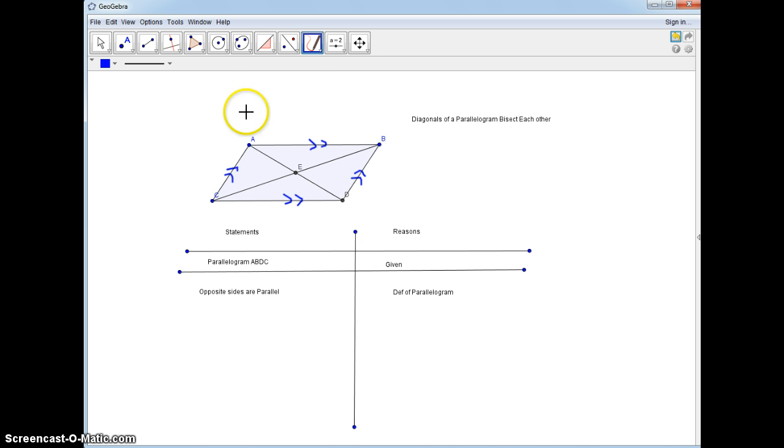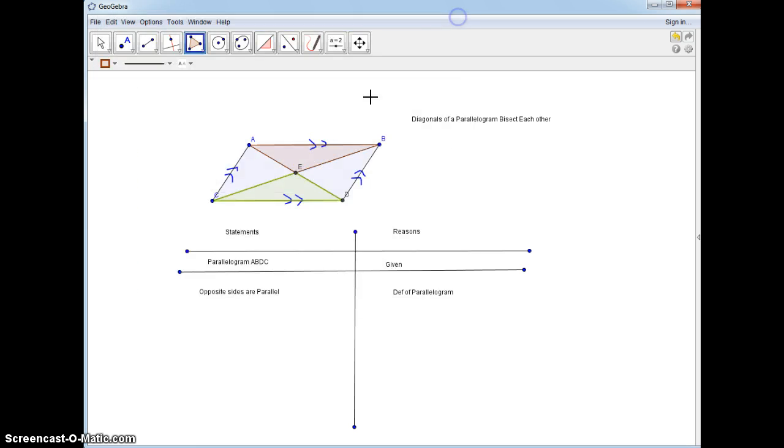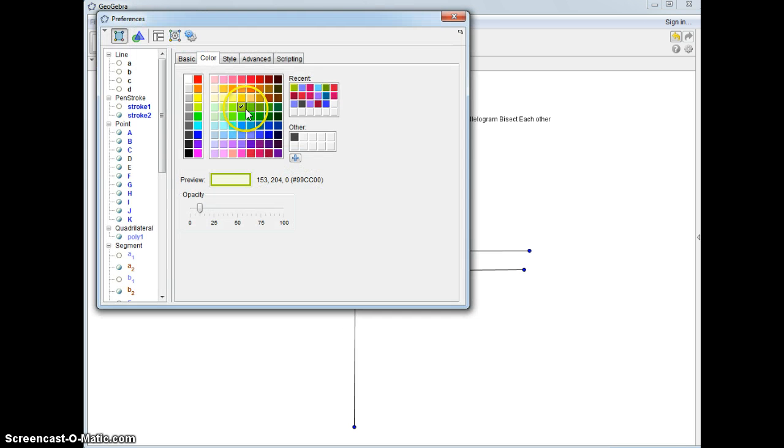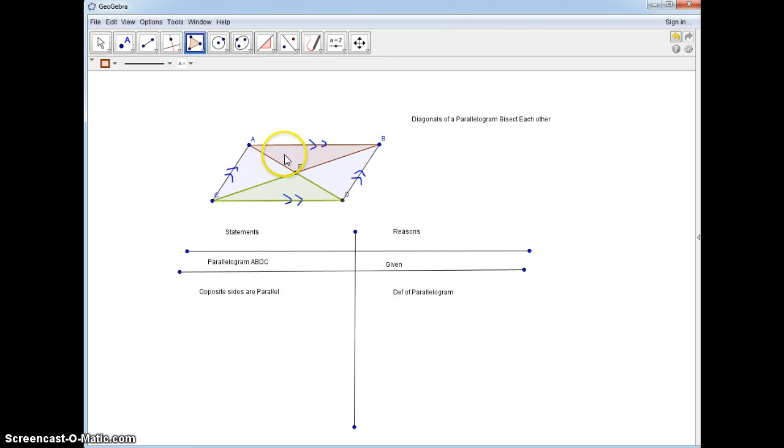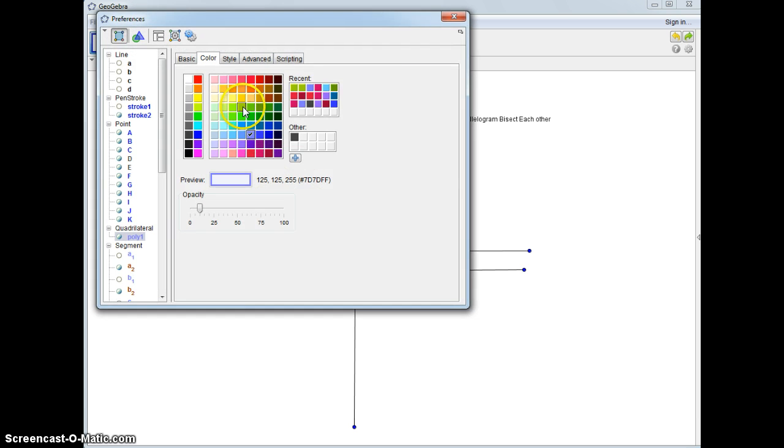So I'm going to use my polygon tool to show you where we're going with this proof. All I need to show is that this top triangle is congruent to this bottom triangle. Let's change the colors so they contrast. Did I change the right one? No. And we'll color it this color.